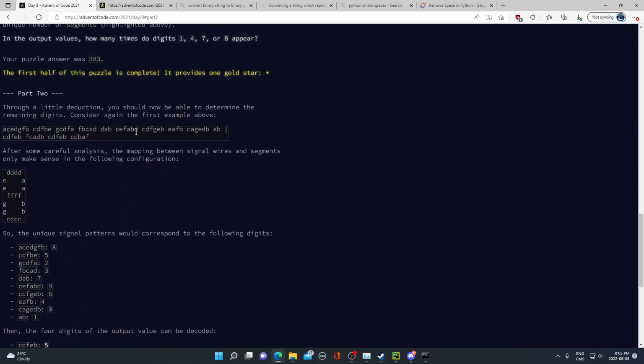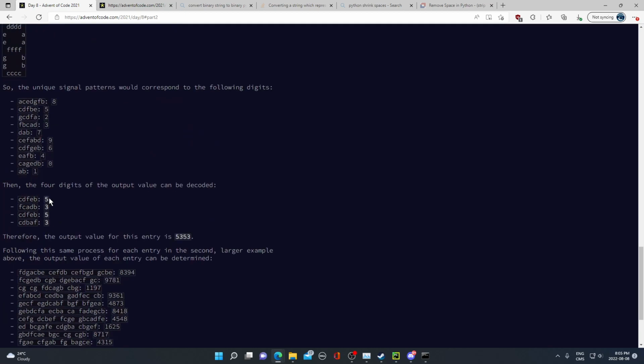Consider again the first example above. After some careful analysis, the mapping between signal wires and segments only makes sense in the following configurations. So the unique signal patterns will correspond to the following digits. Then the 4 digits of the output value can be decoded. Therefore, the output value for this entry is 5353.